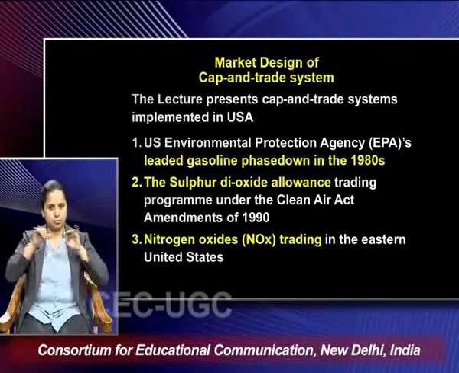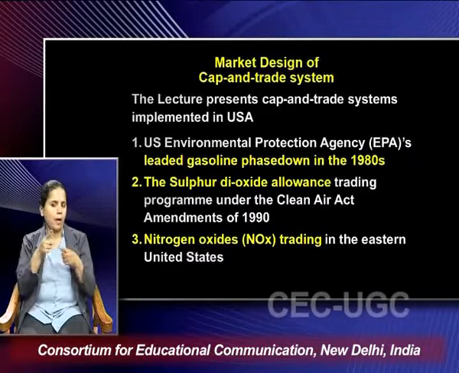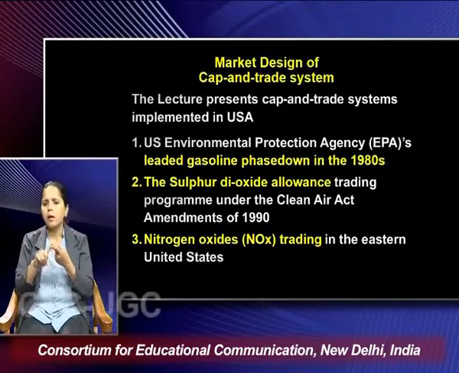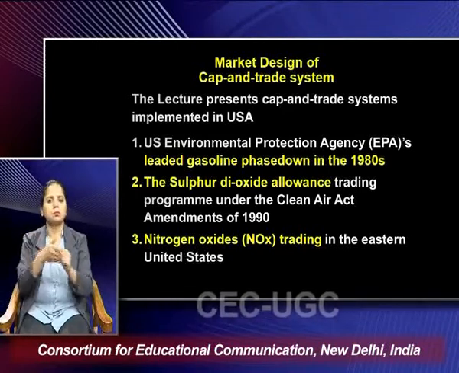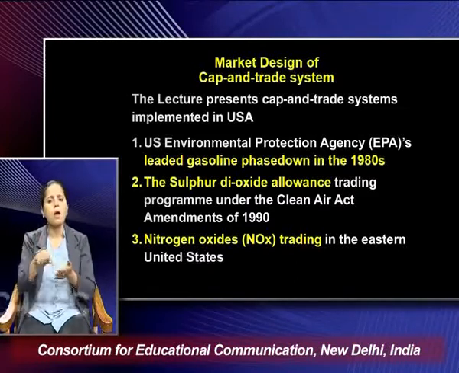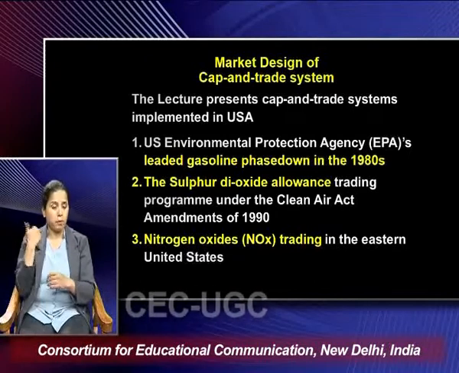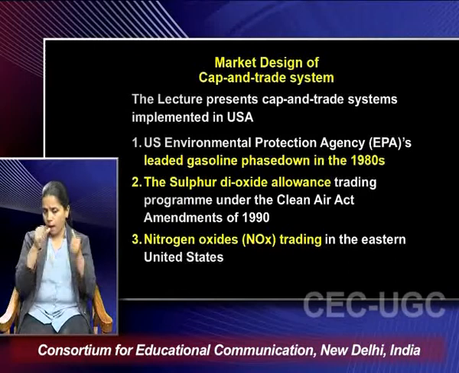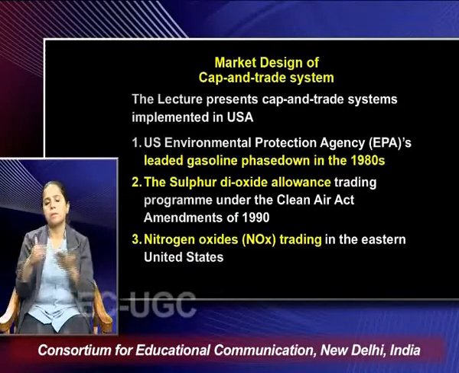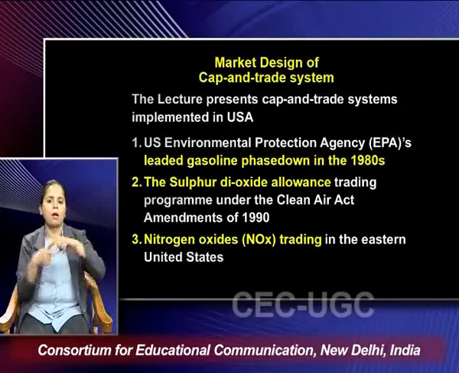The first case study is the US Environmental Protection Agency, EPA, leaded gasoline phase down in the 1980s. So this was implemented long back, and let us see whether it turned out to be successful or not. Second is the sulfur dioxide allowance trading program under the Clean Air Act amendment of 1990. After 1990, this was the second majorly implemented program for emission reduction.